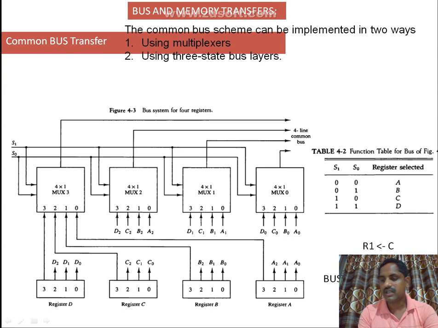The transfer of information from the bus into one of many destination registers can be accomplished by connecting the bus to the inputs of all destination registers and then activating the load control of the particular destination register selected. That is, C to bus and bus to R1, or C to R1.